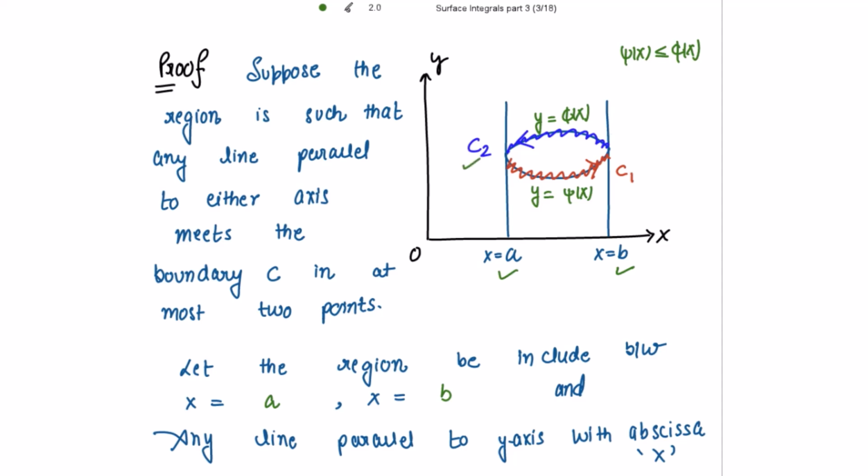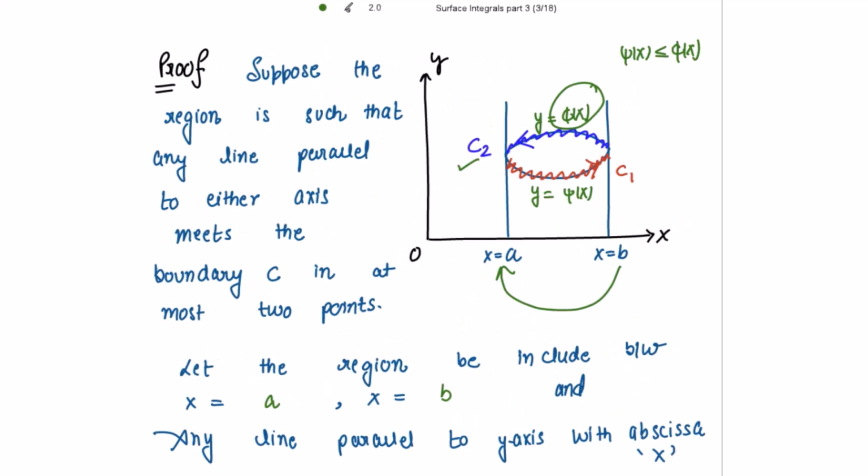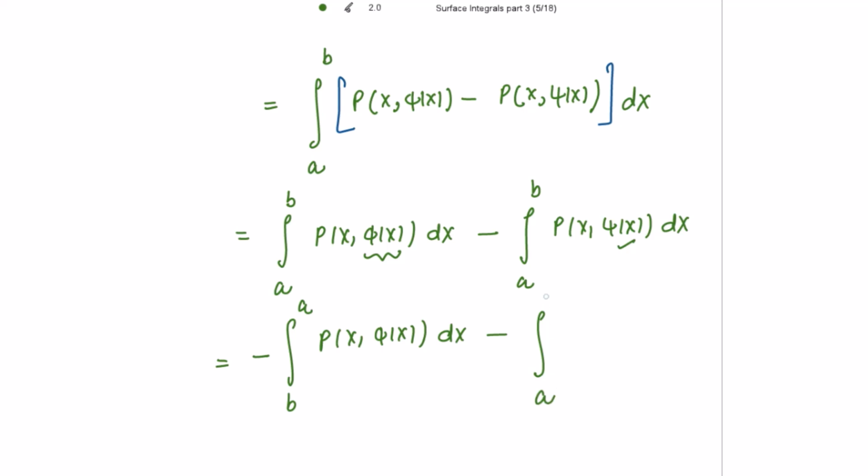This point lies on the curve C2. Right? This phi(x) point lies on the curve C2. That is, the curve is from B to A. Right? So I have here the integration from A to B. If I write this as from B to A, the sign changes. So this is P(x, phi(x)) dx, minus the integration from A to B of P(x, xi(x)), this point lies on the curve C1. This point lies on the curve C1, and the C1 arc is from A to B, so this integration remains as it is.